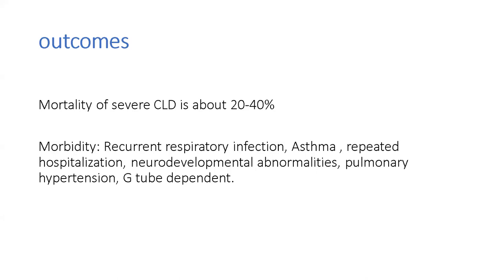Those babies with chronic lung disease have repeated hospitalizations for different causes. They are at risk of neurodevelopmental abnormality. They are at risk of pulmonary hypertension. That's why some centers have a policy to do a monthly echo to look for pulmonary hypertension, and some centers do an echo only if the baby has severe hypoxemia. Because they are intubated for a long time, they are at risk of tracheal stenosis or tracheomalacia, mainly tracheomalacia or stenosis. They are at risk of being G-tube dependent because of neurodevelopmental impairment, and they might go home on the G-tube.